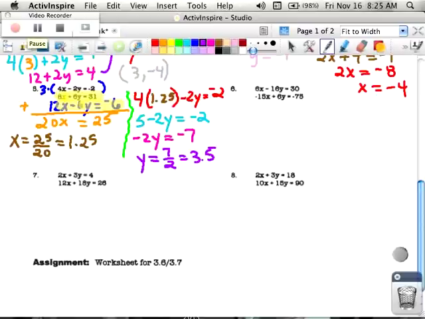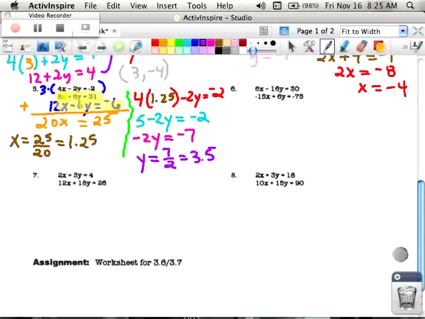Wow, look at number 6. Not only are the numbers not the same, but now you have to figure out which one you want to get rid of first. So we look at those, and I notice that the x's are positive and negative. That's good. The y's are positive and negative. That's good. I can choose either variable. So we pick one of the two variables. It doesn't really matter. Which one should we get rid of? Oh, y. Okay, let's get rid of the y's.